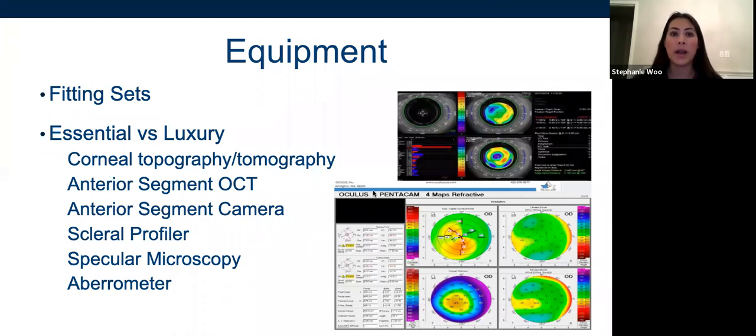Specular microscopy I had in my other clinic. I don't have it in my new one yet because, once again, I ran out of money. And then I do have an aberrometer in my office because I'm trying to identify myself as an expert and offering technology that no other doctor has in the whole state of Nevada, so I felt that was something I wanted to spend the extra money on. So those are the things that I feel are essential, but I would love to hear from Katie and Greg on what you agree with or totally disagree with.